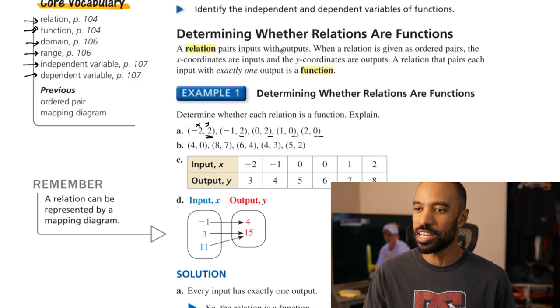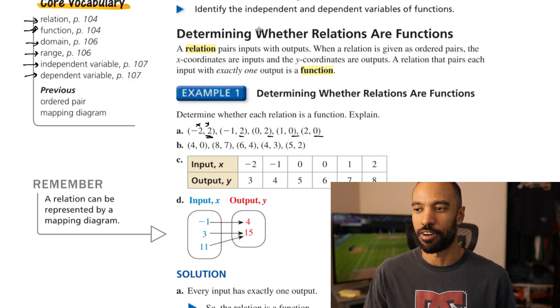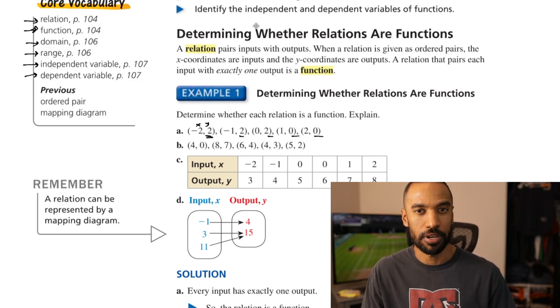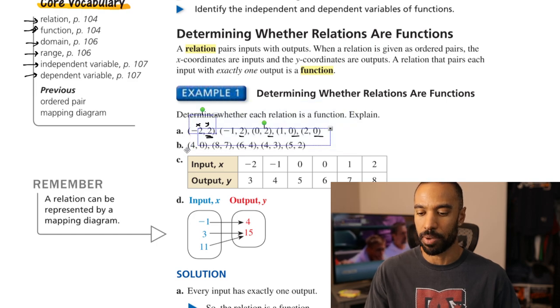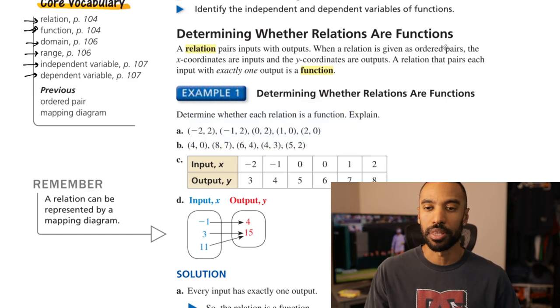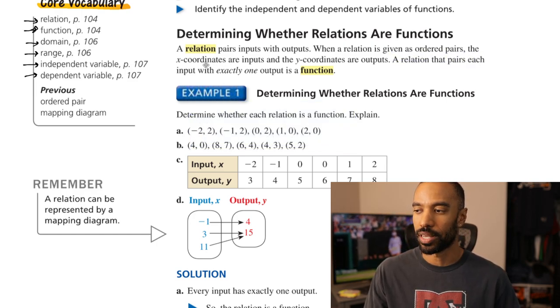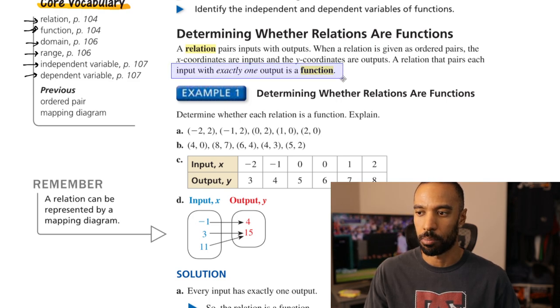A relation that pairs each input with exactly one output is a function. Now that, again, it's a weird mathy definition, and there are different ways I can explain it, but it covers all bases for us. Because there are different things that people are going to state based on the representation. I will too. But this one covers all of it. A relation that pairs each input with exactly one output is a function.